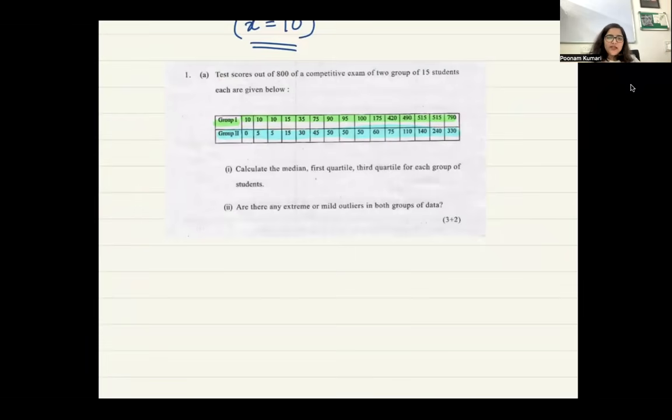And after that, what is the question that is being asked? The question is, you have to find the median, the first quartile, and the third quartile for each group. So the first quartile is the point to the left of which there is 25% of the data. So the first quartile is basically your lower fourth. What is your third quartile? The third quartile is basically your upper fourth.